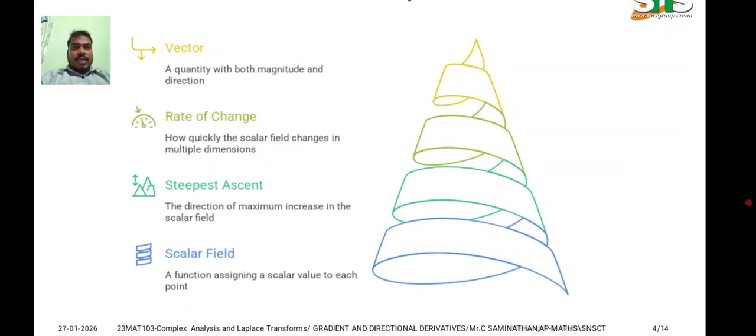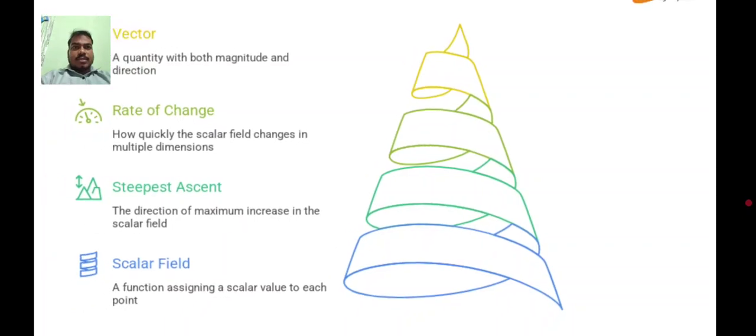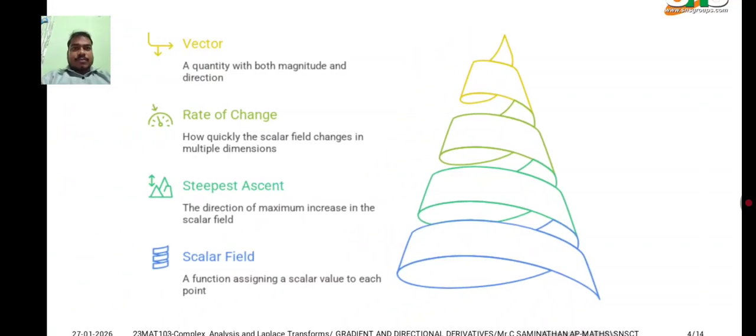Here is the gradient hierarchy. A vector is a quantity with both magnitude and direction. The rate of change is how quickly the scalar field changes in multiple dimensions. The steepest ascent, and the scalar field, is a function assigning a scalar value to each point. The gradient points in the direction of steepest increase.